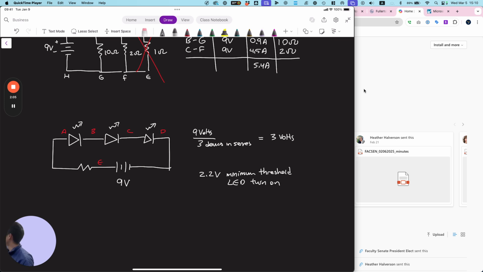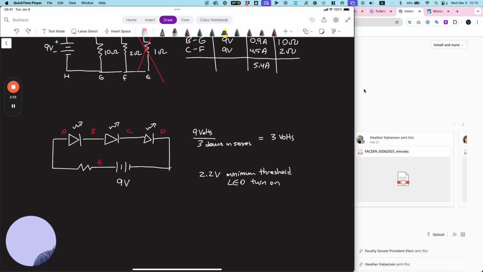Now, without the resistor in there, are we above that minimum threshold? 2.2 times 3 would be 6.6 volts. Right. So between each LED, we have 3 volts, right? And then our threshold is 2.2. So will the LEDs turn on at the moment? Yes. Okay, good.